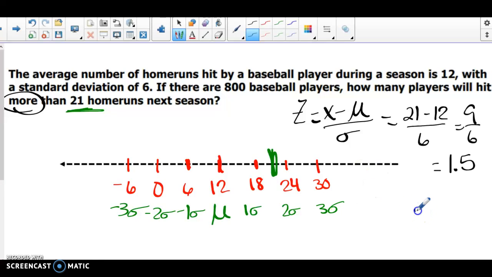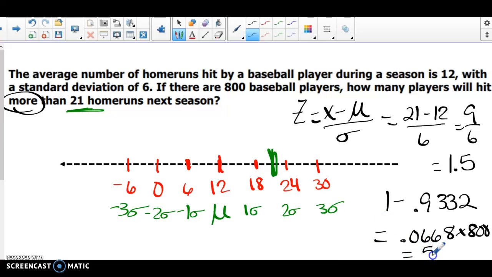That's going to give me 0.9332. So I'm going to subtract that from 1. And that gives me 0.0668. And then I multiply that times 800 to get my number. So approximately 53 home runs. Okay? 53 batters will hit more than 21 home runs next season.